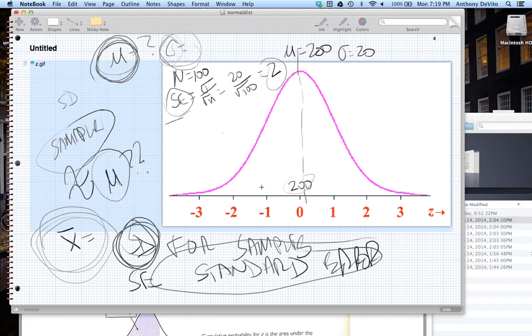So one standard deviation below this would be 198, 2 would be 196, and this would be 202, and this would be 204. Well, what does that mean?